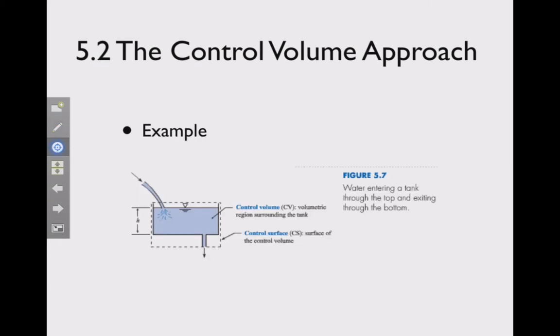And here's an example of a control volume. The control volume is the water inside this tank, but our control surface is being drawn around that volume, and our dashed line is the surface. So you can see in this case we have our CV. It's the volumetric region surrounding the tank. It includes the entire tank, this inlet and the outlet. And our control surface is that surface that basically bounds the volume.